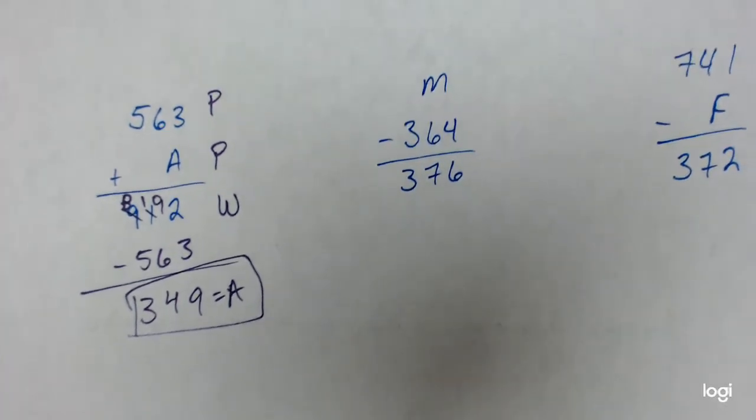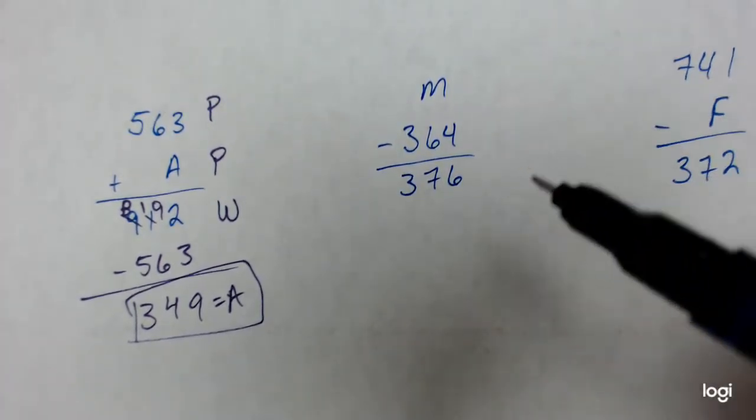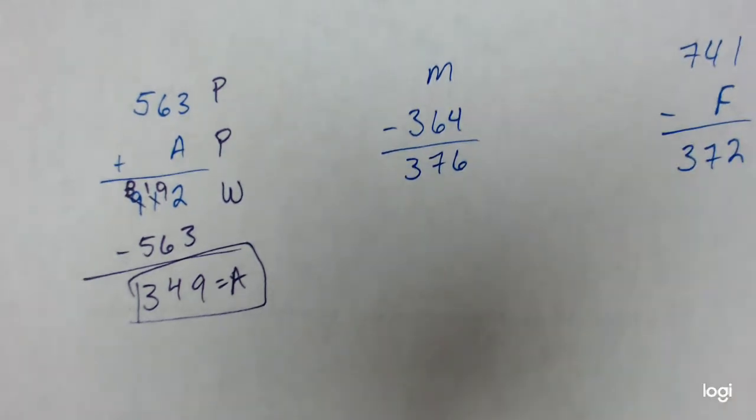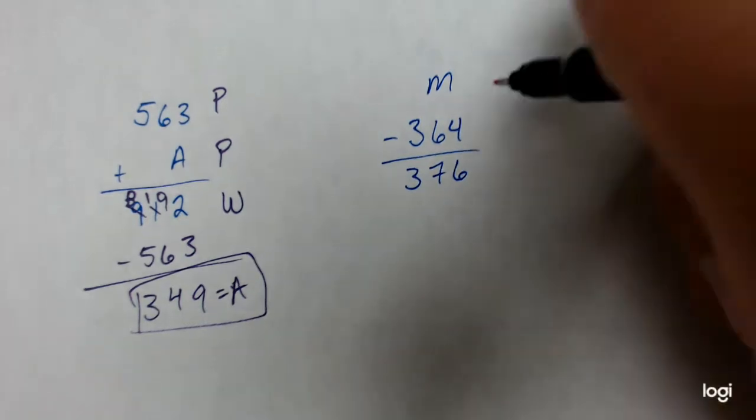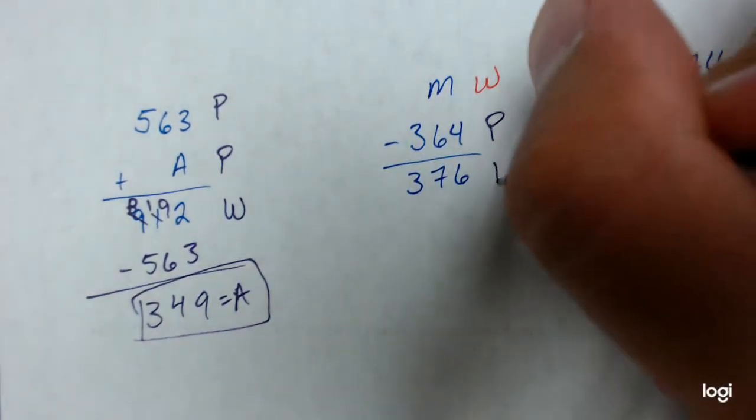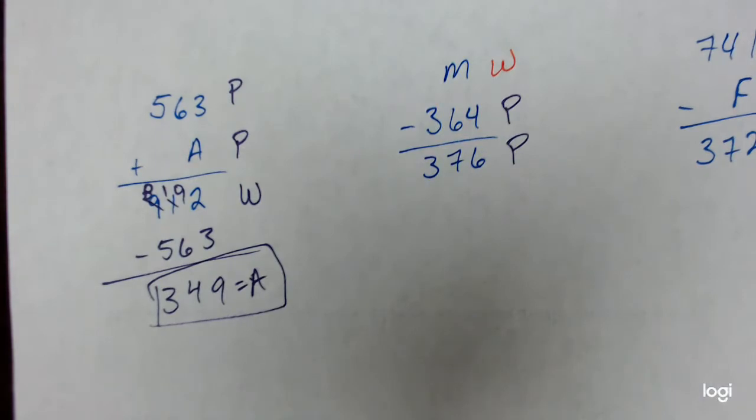All right, next, I've got a subtraction problem. Now, the question is, where is the whole? I must remember, in a subtraction problem, the whole is always up top. So maybe I'll start writing the whole in a different color, and then I'll put the parts in a different color. So here, the whole is up top, the parts are down below, and I am missing the whole.